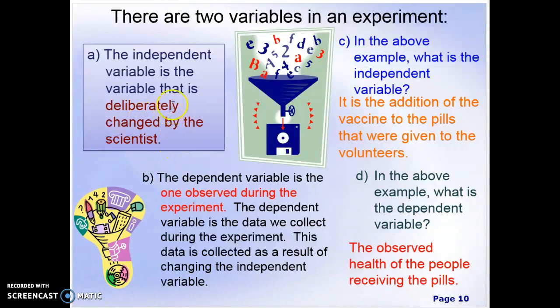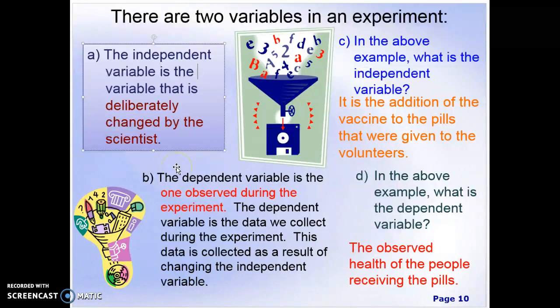I'm purposely changing something. If you think of it like independent, if you're independent, that means you don't rely on anything else. It's something that we are changing, not depending on anything else. It's something that we as the experimenters are changing.